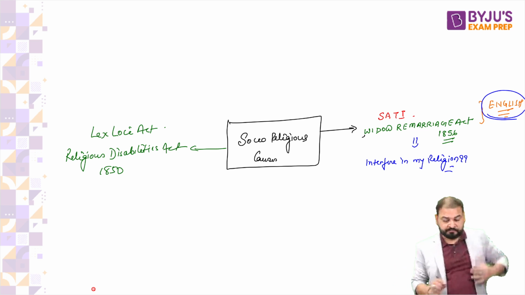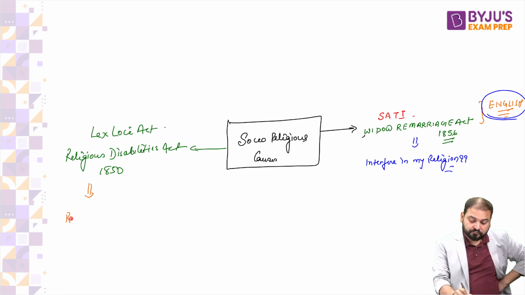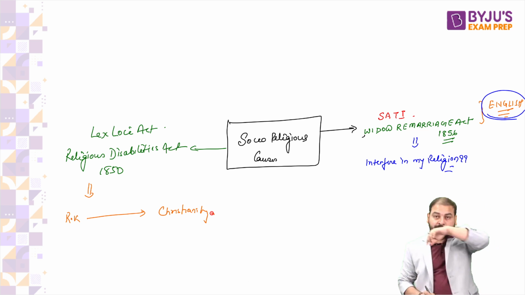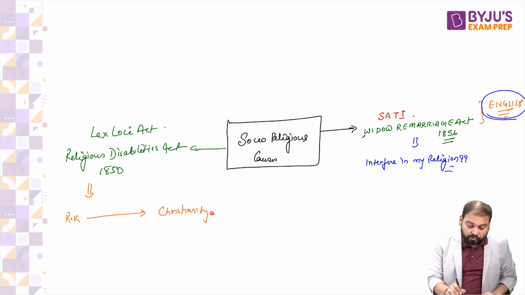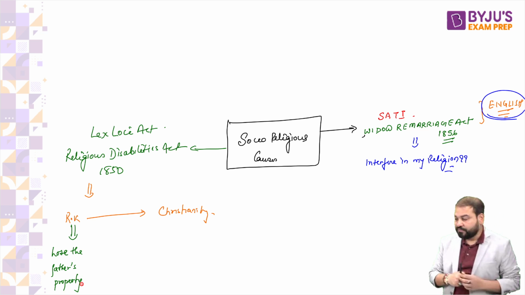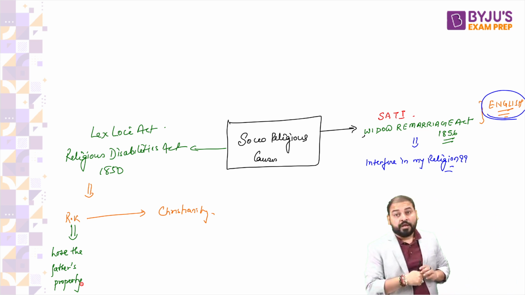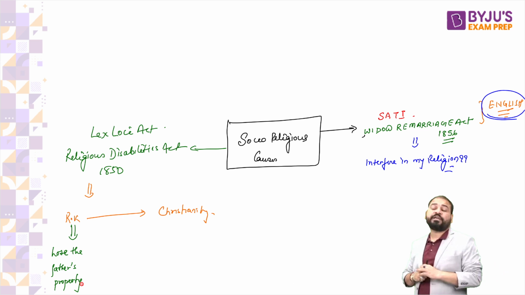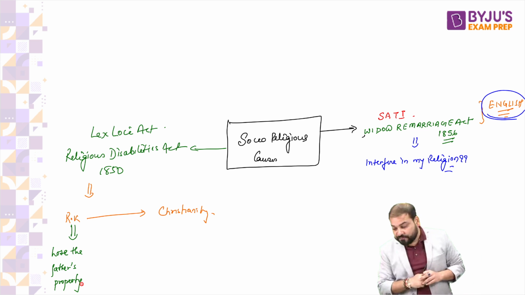Rohit Kumar converts to Christianity. According to the rules of those days, Rohit Kumar will lose his father's property. All of you understand? If Rohit Kumar converts to Christianity, he cannot have his father's property.